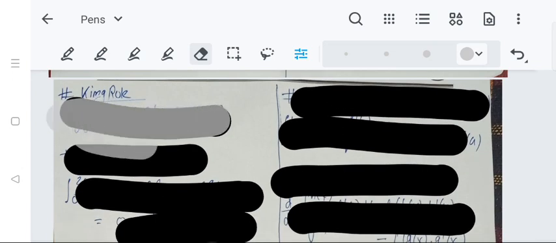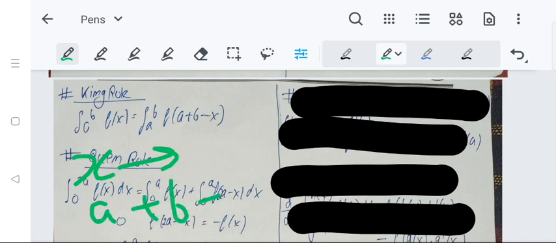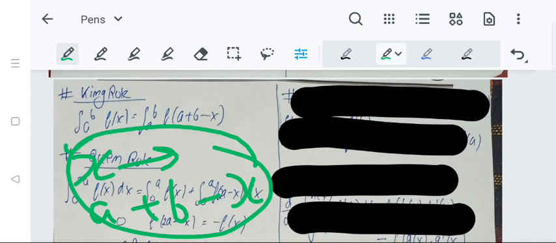King's rule now. King's rule is that if you integrate from a to b of f(x), then that would be written by just replacing x by a plus b minus x. Means in simple words, you can just replace x by the sum of upper limit and lower limit minus x, that is a plus b minus x. Replace x by this. If it is applicable anywhere, this property is used very much.